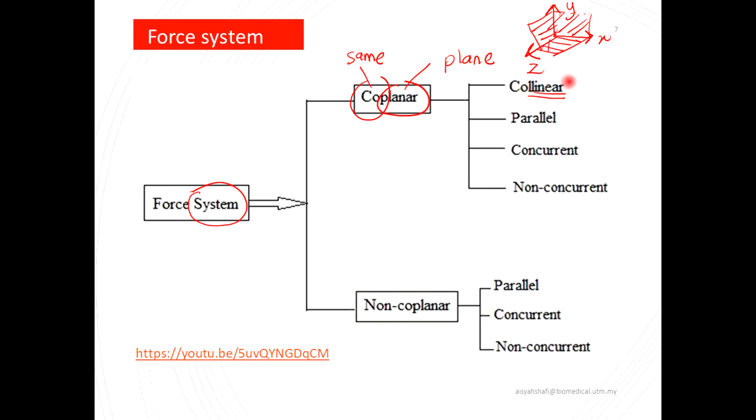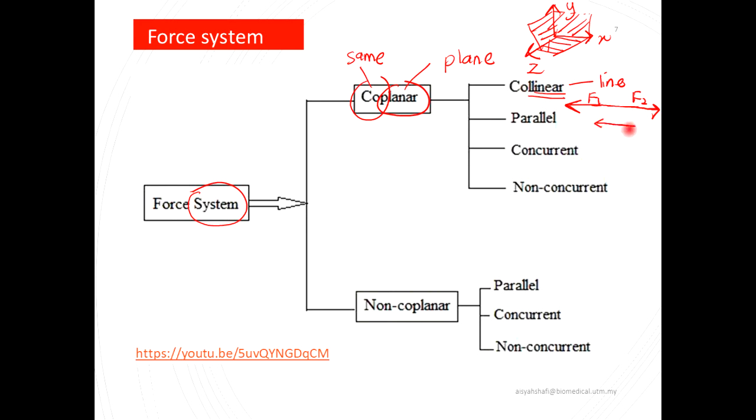Okay, for example here, collinear means, for example, we have a line here and one force F1 and another force F2. Okay, they are pointing at the same line of action. So this is collinear. And parallel is the same plane but different line.